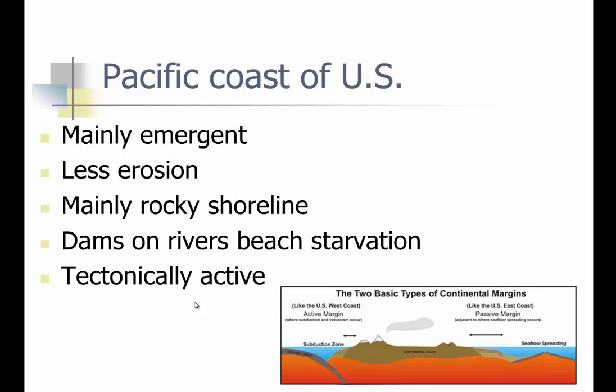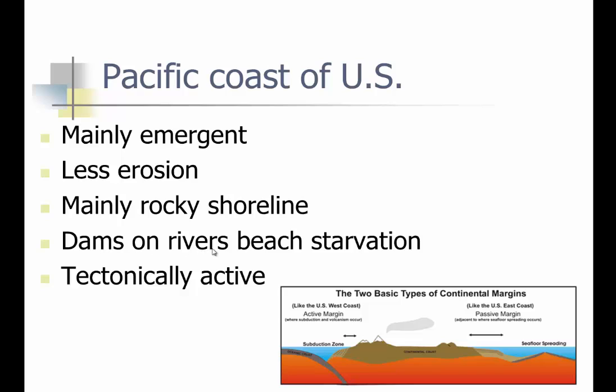Pacific Coast, totally different ball game. It's not in the middle of a plate. It's actually on the edge, real close to this deep ocean trench where we get this mafic plate subducting, and this felsic plate staying on top. It's mainly emergent. Less erosion. We're not going to get as much water flowing into here. Most of our big rivers come out of the middle part of the country. Mainly rocky shorelines where we're going to get the sea caves, the stacks, the tombolos. We're going to get big rocks out on the water, as well as cliffs close to shore.